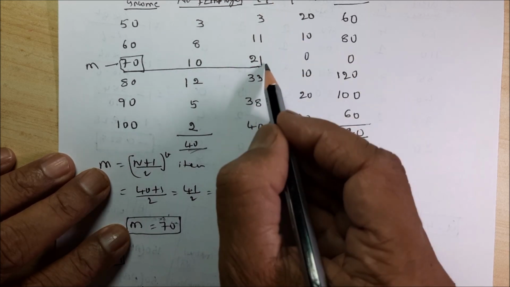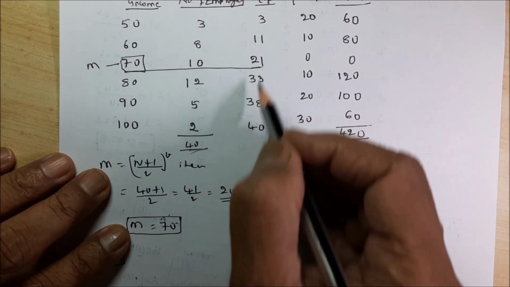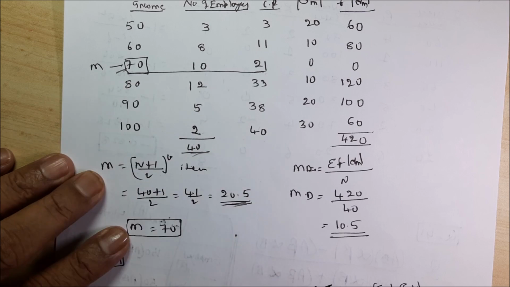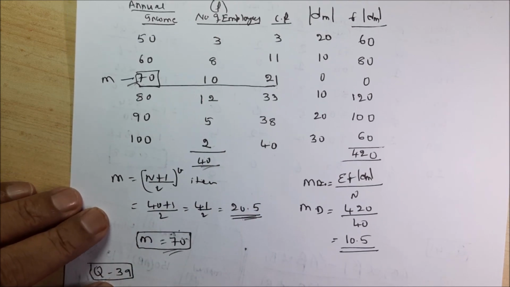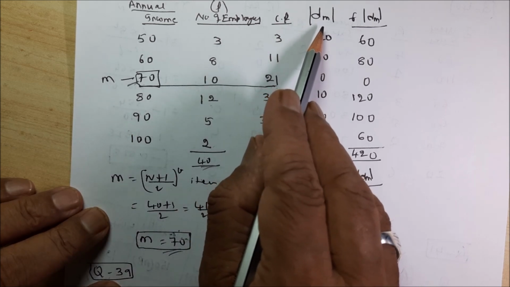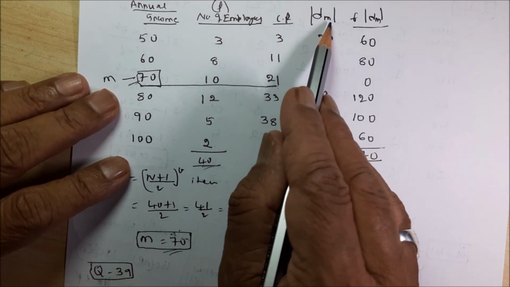You have to find out in cumulative frequency, 11 is not there in 20, 21 includes 21.5, then find out median is equal to 70. So you got the median is equal to 70. Then what you have to do, deviation from median. So deviation from median means it is very simple, dm stands for median.